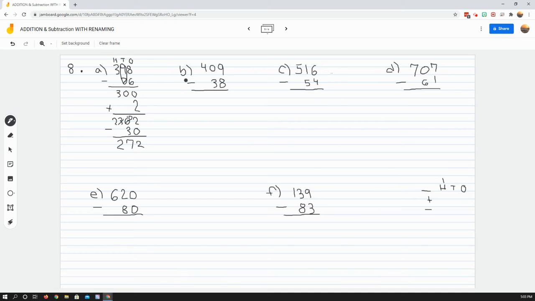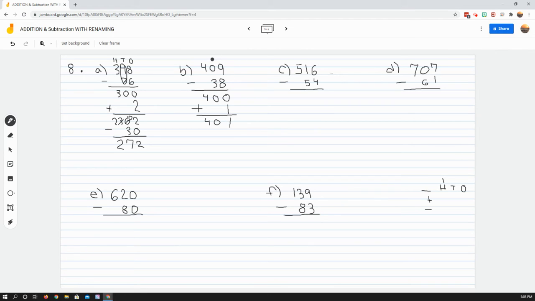I'm going to do letter B. Let's see. 409 minus 38. 400, do I have to subtract something? No. So it's still going to be 400. In my tens place, I have to subtract 3 from a 0, but I can't do that. So I'm not going to do anything. I'm going to skip this and go to my ones place. I have 9 and I have to subtract 8. That's going to be left with 1. Now I'm going to add these numbers. So in total, I have 401.